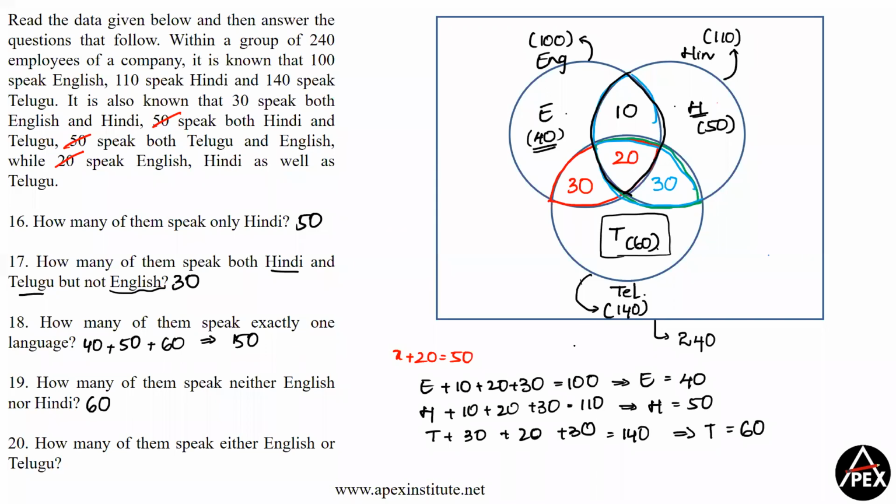One minute. What is the total of all? Before that, what is the total of all? 40 plus 50 plus 50, this is 100, 100 plus 60 and 80, so 240. So all the 240 employees in the company speak at least one of these three languages. Okay, now I can answer the 19th question. How many of them speak neither English nor Hindi? That will be only 60 who speak only Telugu.